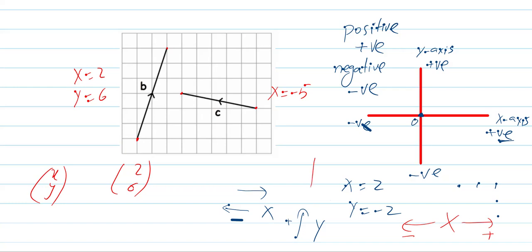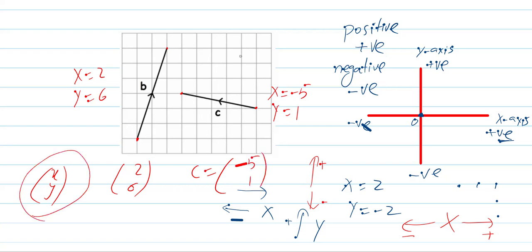In the same way, for y, if you move upward, it's positive. If you move downward, it would be negative. So from here to here, I'm moving 1, 2, 3, 4, 5 steps on the left side, so x is equal to negative 5. One step up, so y is equal to 1. So what would this column vector C be? Minus 5, 1. Because the column vector we always write in this form. That will be the column vector. Okay. So this is how we represent a vector if it is given.